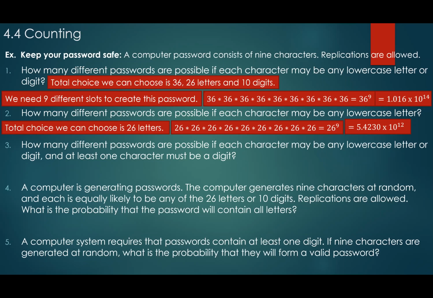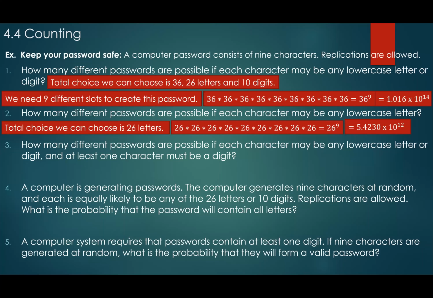how many different passwords are possible if each character may be a lowercase letter or digit, and at least one character must be a digit. So let's go back to the at least one criteria, right? Let's go over the at least one criteria. Remember, what is the at least one criteria? To find the at least one, we have to take the total probability minus the probability of none, right? That's what the at least one is.